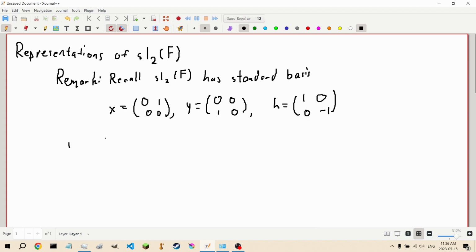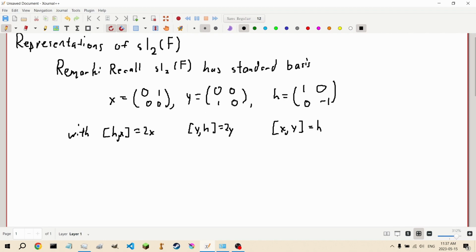I guess I'll show you that out, with our brackets as H bracket X equals 2X, Y on H is 2Y, and X on Y is H. Now I'm going to look at weights and maximal vectors.